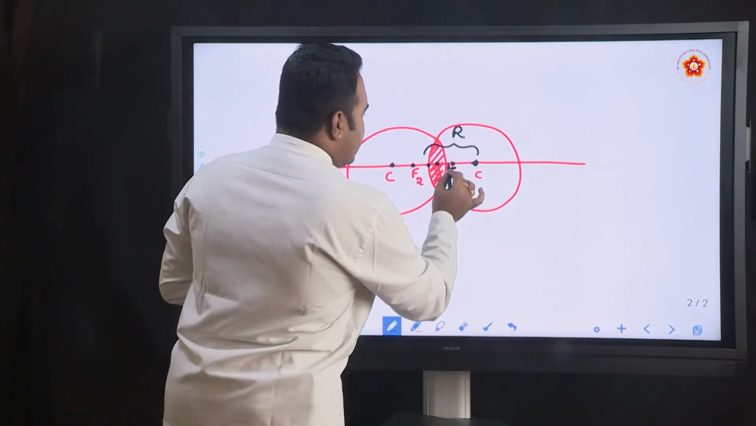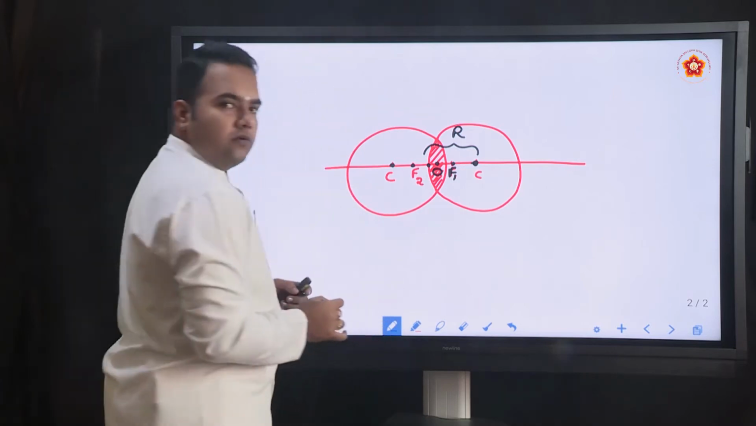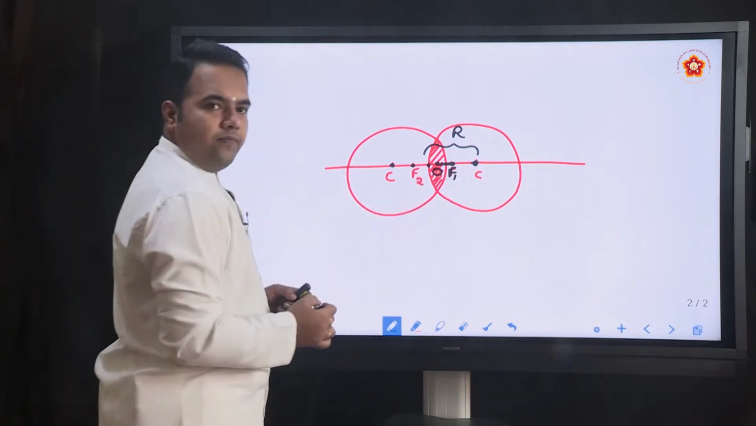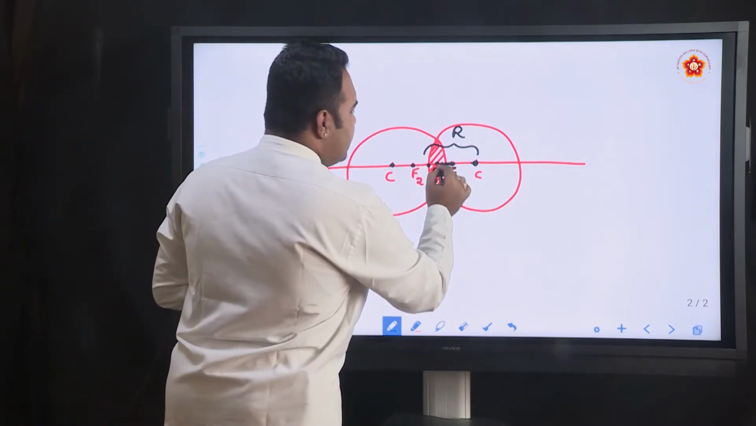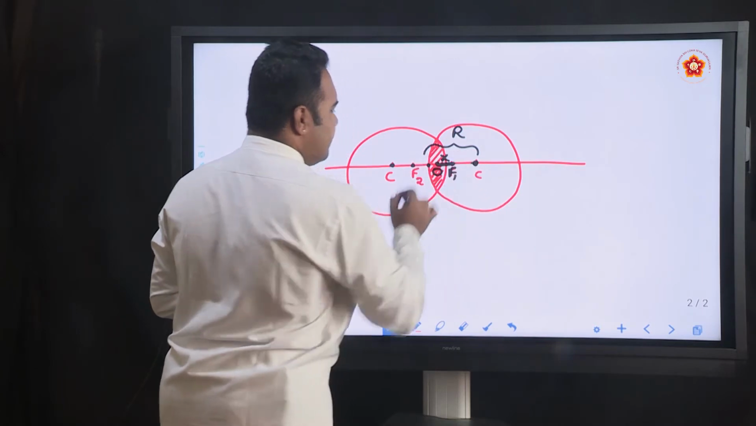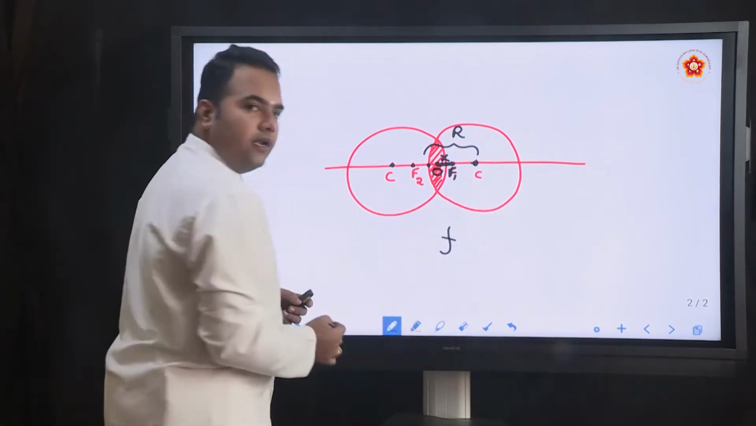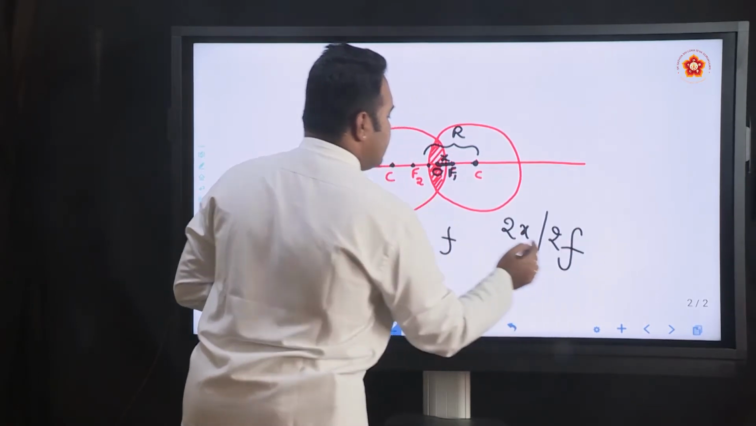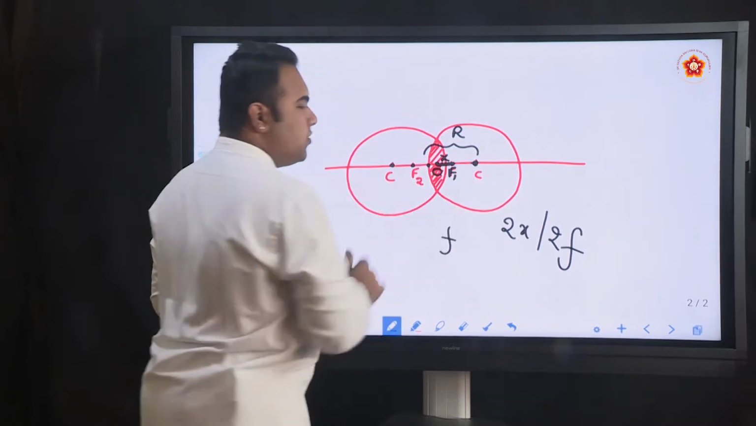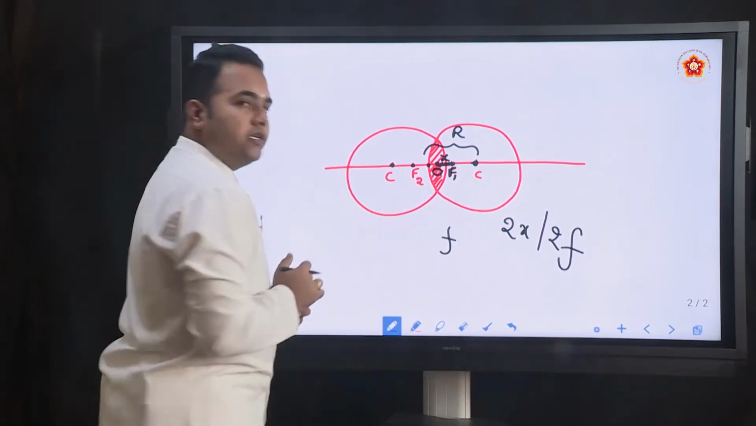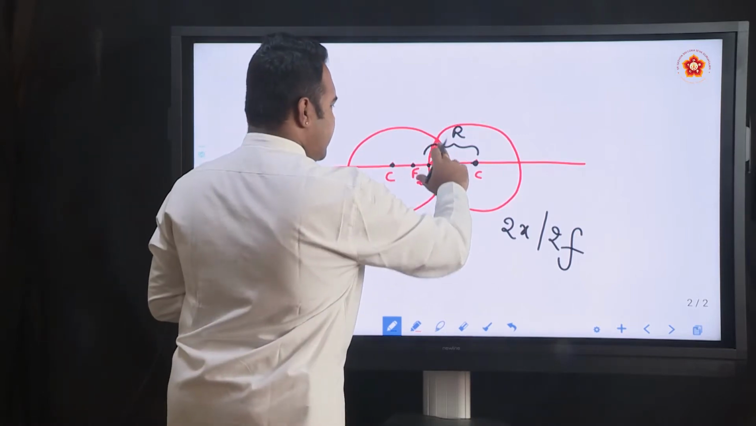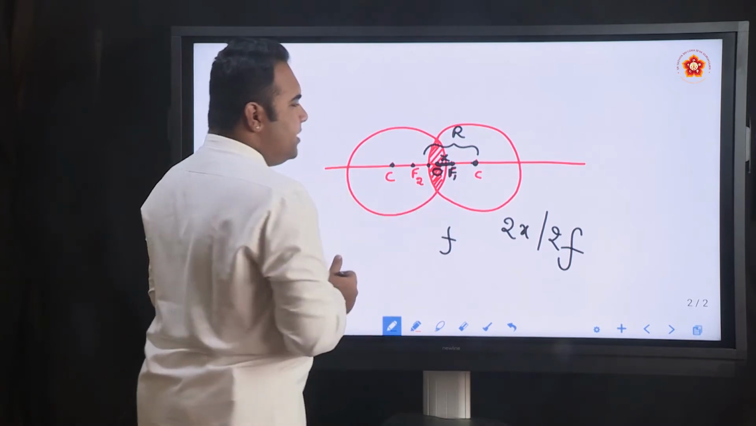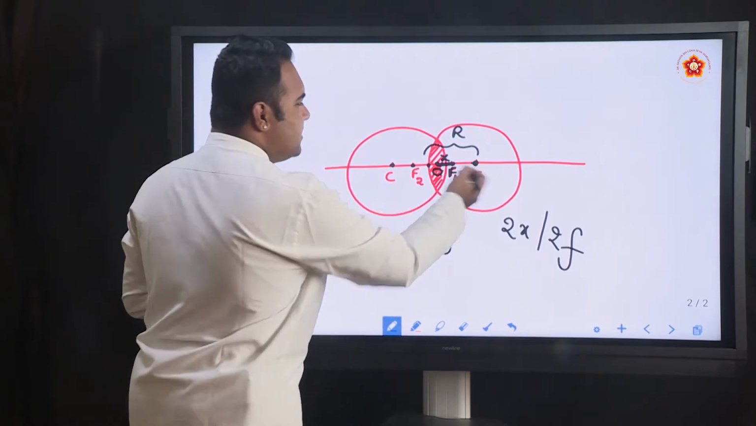But with respect to the optical center O, when we mark double the distance OF1 or OF2, suppose I call it x or small f, which denotes the focal length, twice x or twice the focal length, this distance may or may not coincide with the center of curvature, depending on the curvature of the lens that we have taken. There are other parameters also which affect these points and distances.